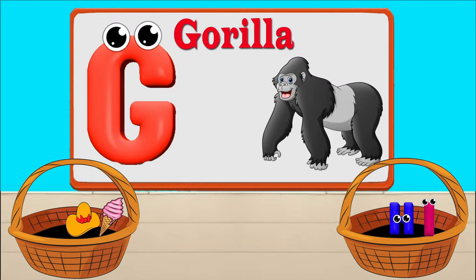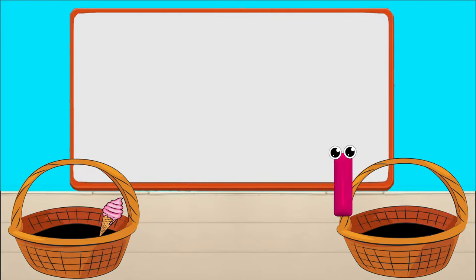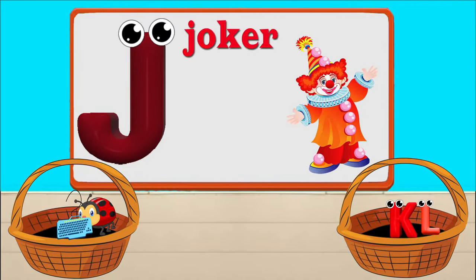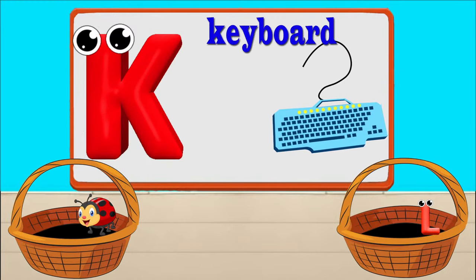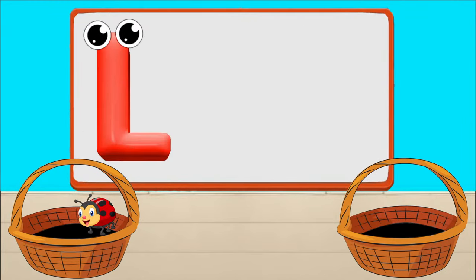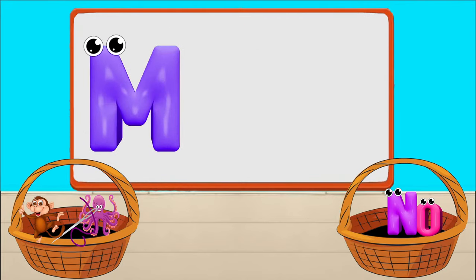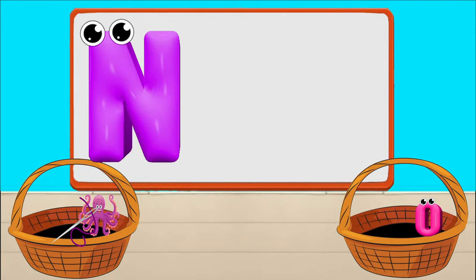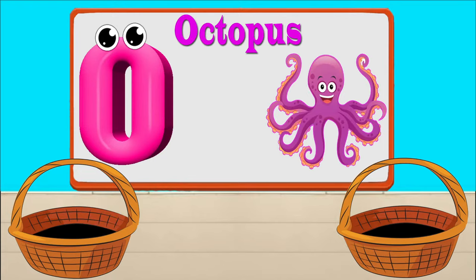H is for head. I is for ice cream. J is for joker. K is for keyboard. L is for ladybug. M is for monkey. N is for needle. O is for octopus.